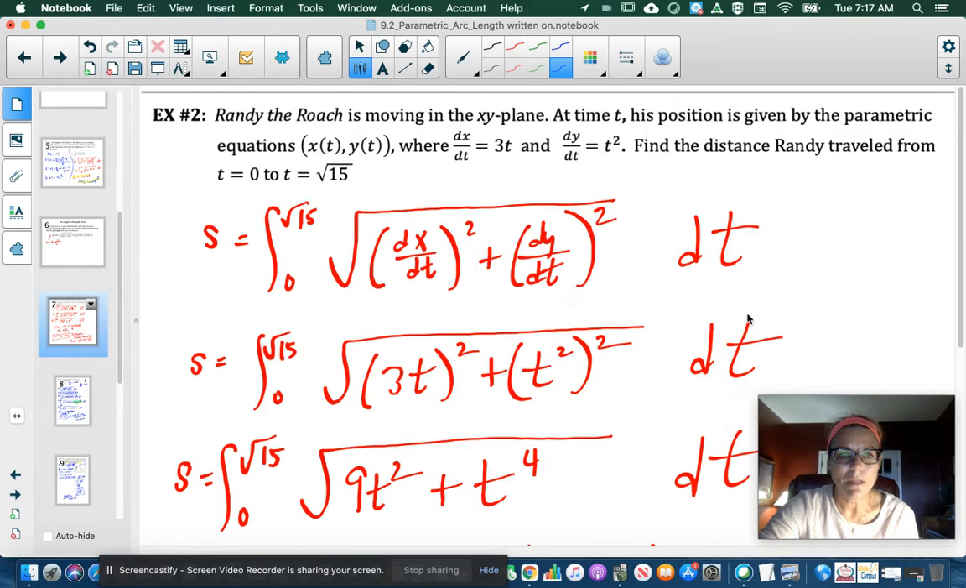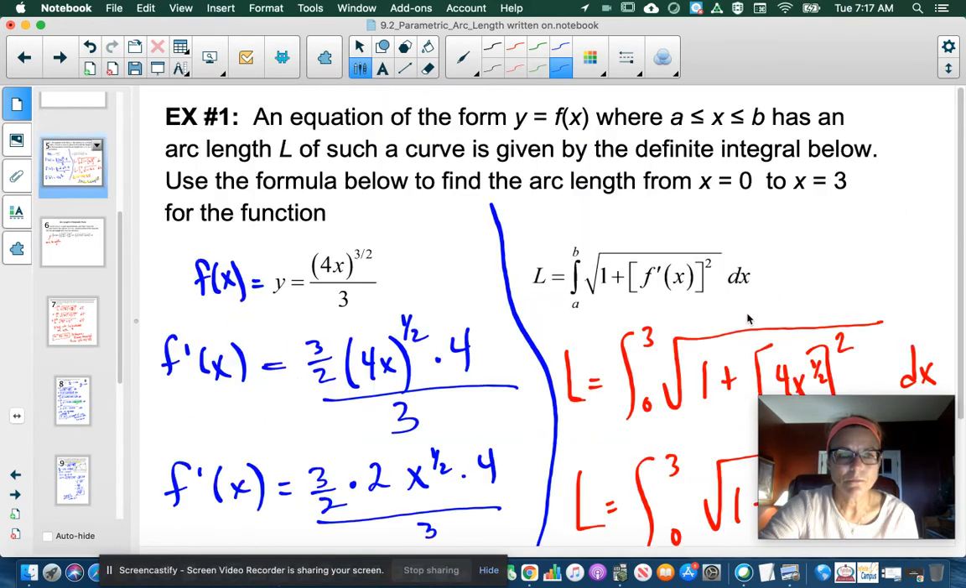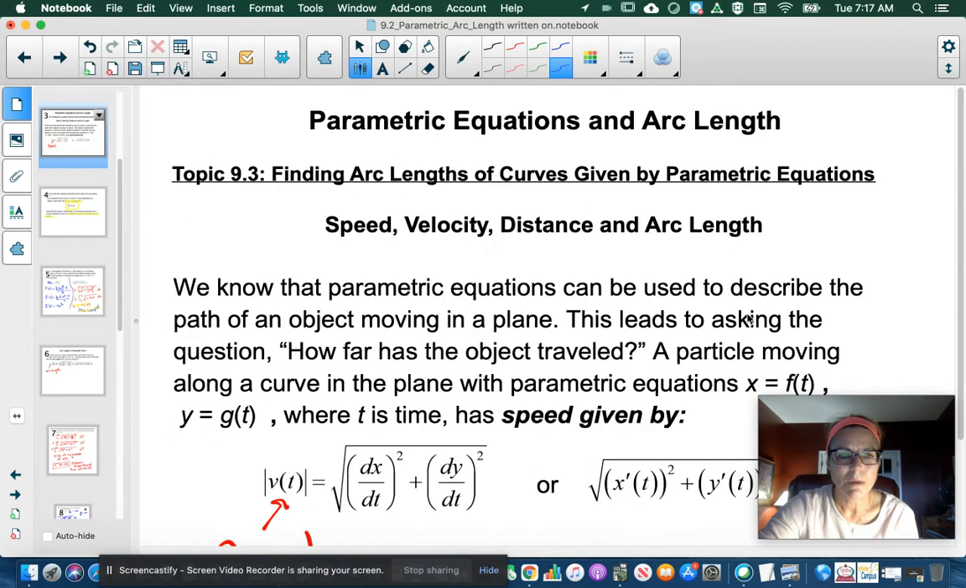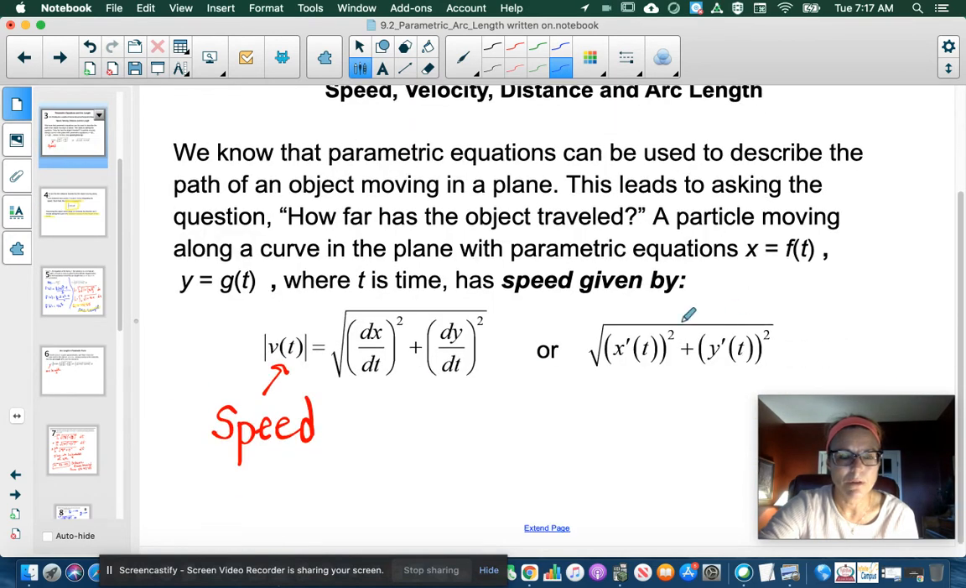I'm going to go back a minute. Way back to here. Remember, speed is the absolute value of velocity, which is the formula that we're using.